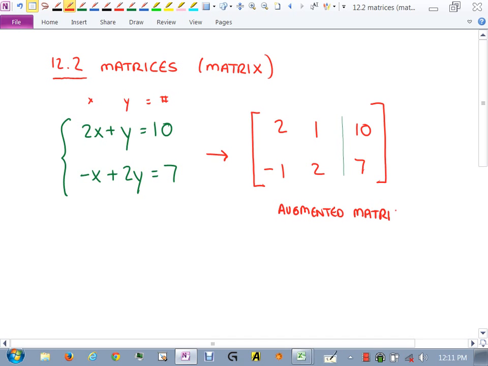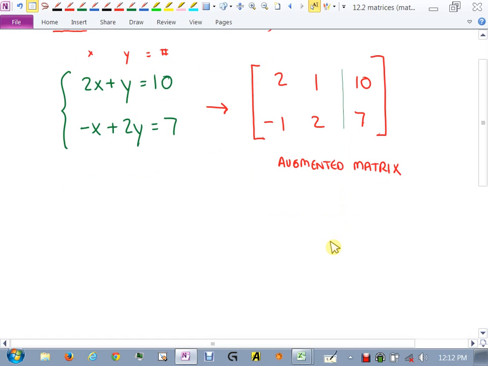The reason we call it an augmented matrix as opposed to just a matrix is the fact that it includes the equal signs. All right? I could also write just this, and it would not be an augmented matrix. 2, 1, negative 1, 2. And that would be what we call the coefficient matrix. That's just this side, isn't it? This would just be a matrix. Might call it the coefficient matrix. They're not the same. Okay?